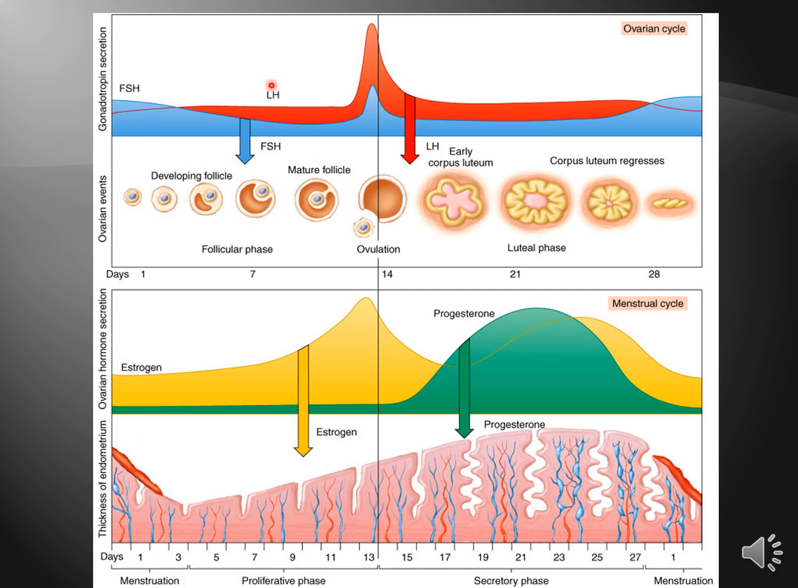Luteinizing and follicle stimulating hormones come from the anterior pituitary. They spike right before ovulation, as does estrogen. And then estrogen and progesterone carry on and keep the uterus sort of ready for a pregnancy. If there is no pregnancy, this goes away, that goes away, that goes away, and then menstruation starts and you do the whole thing over again.